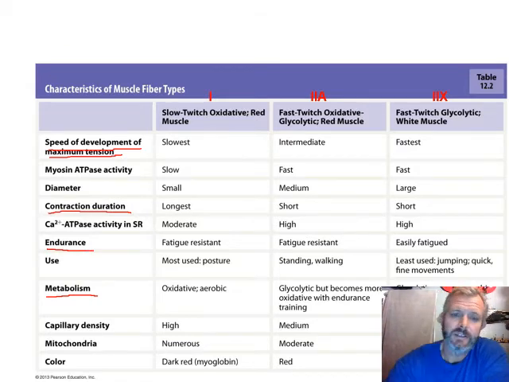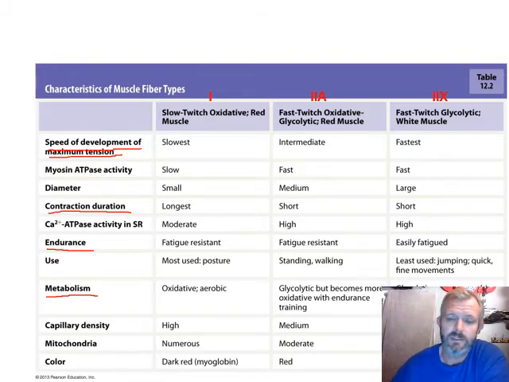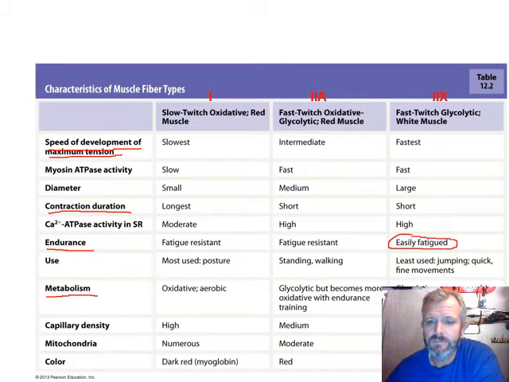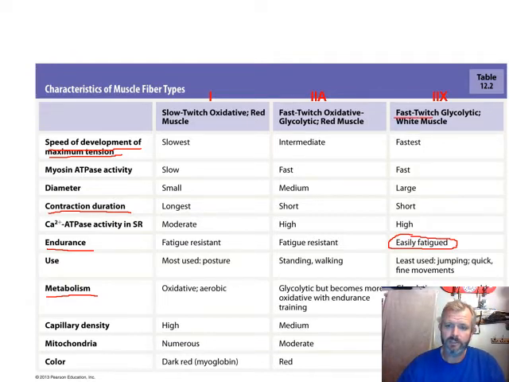Okay, because these fast twitch, they only do glycolytic. So they're going to go into the lactic acid cycle much more quickly. So these muscles are easily fatigued. All right, we can only keep up so much. Like we can't sprint for miles. When we're sprinting, we're using fast twitch. Can we sprint for miles? No, we can't, because the muscles we're using for sprinting are fast twitch and they are easily fatigued.